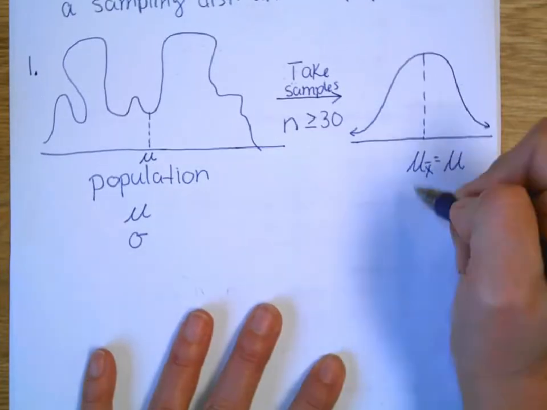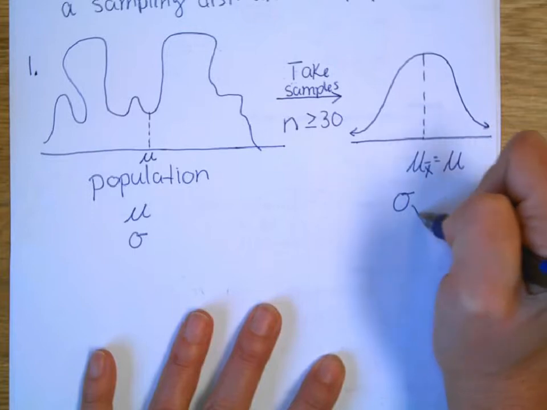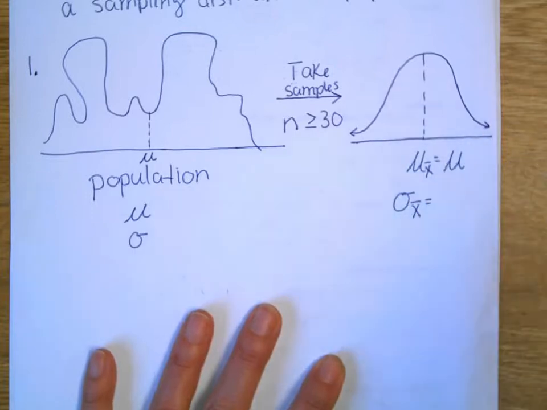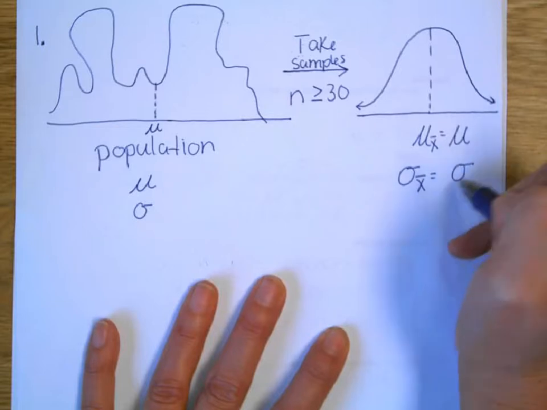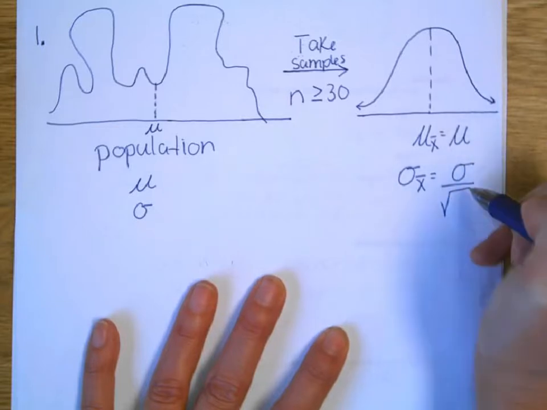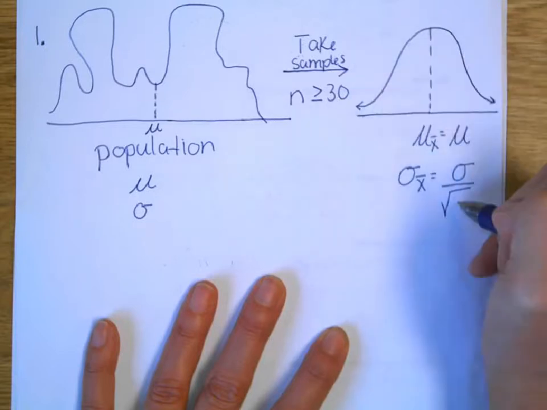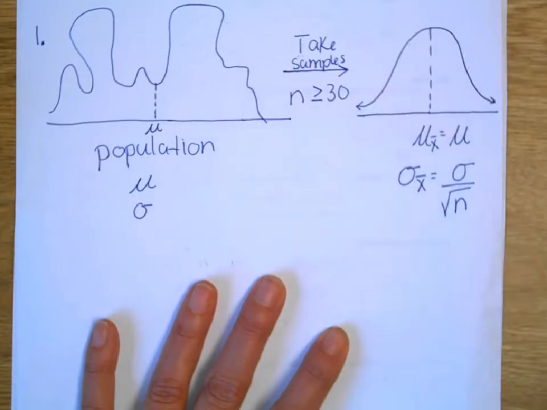And what do you think the standard deviation here will be? Not the same. What was it that we just discovered? It was the population's standard deviation divided by the square root of 30. It doesn't have to be 30, it's got to be 30 or more, so whatever size you take. I could take samples of 100 if I want.